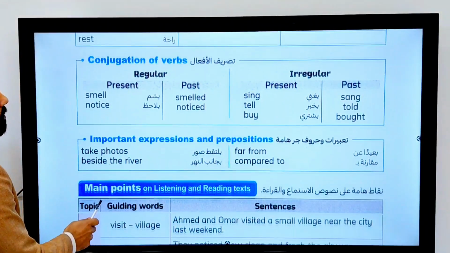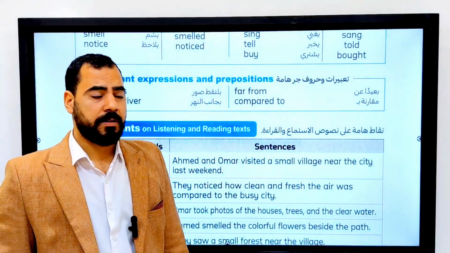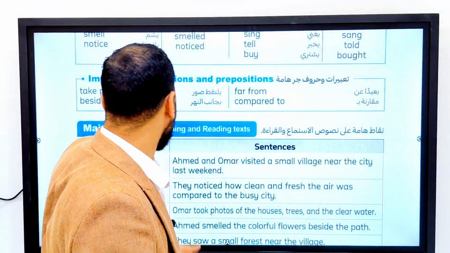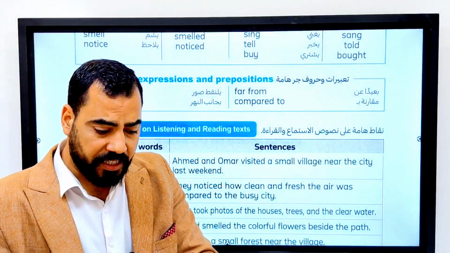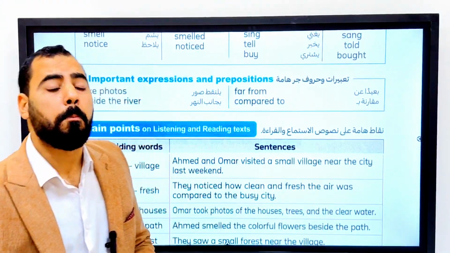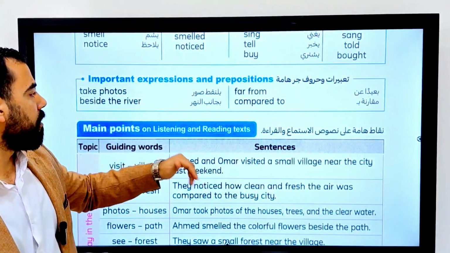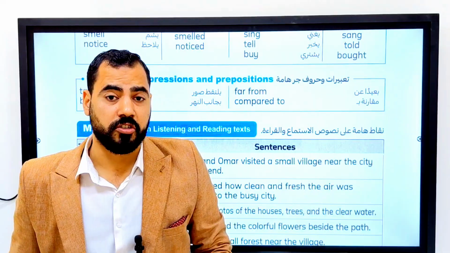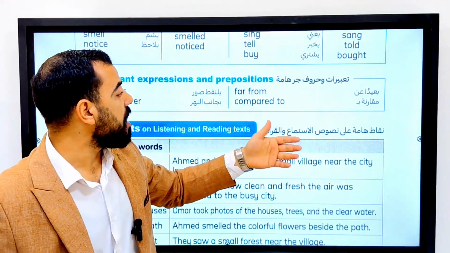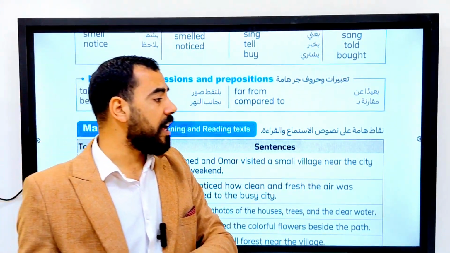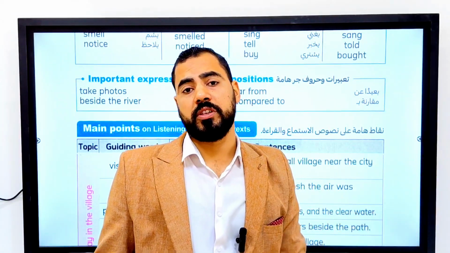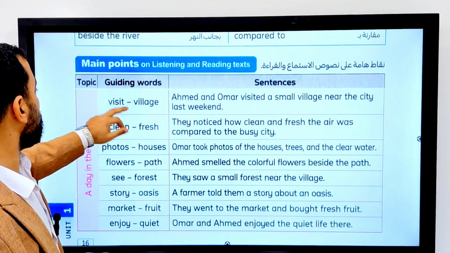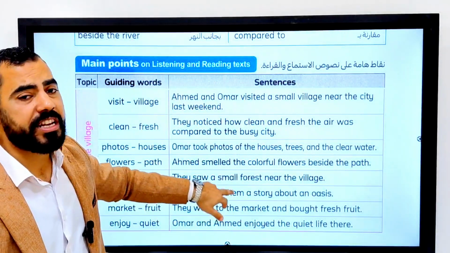Okay, let's move to the important expressions and the prepositions. Number one, take photos. So we use the camera to take photos. Beside the river, next to the river, by the river. Far from. So far from is the opposite of close to. Compared to. When you compare the life in the city to the life in the countryside, you compare between these two lives.